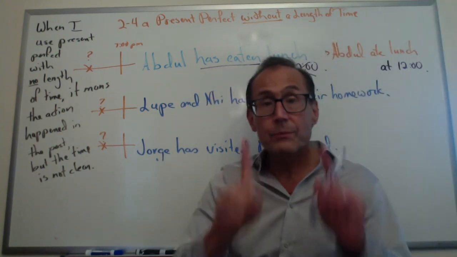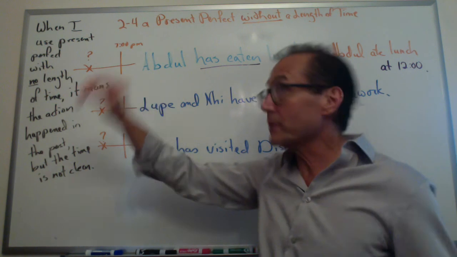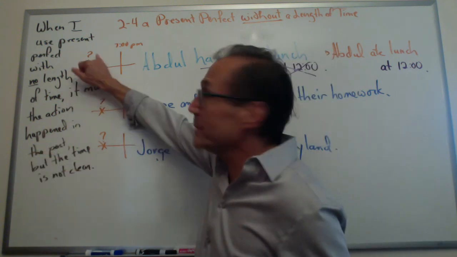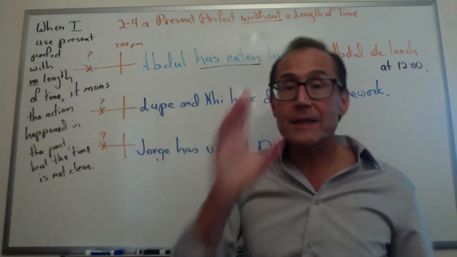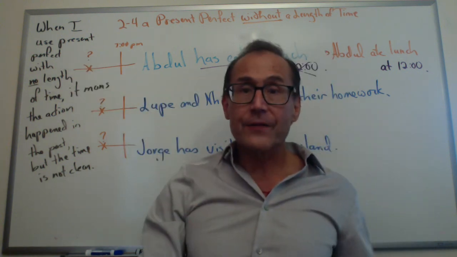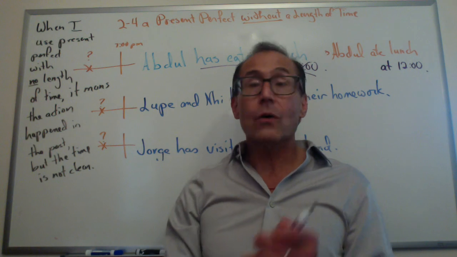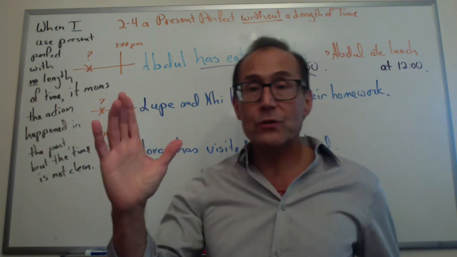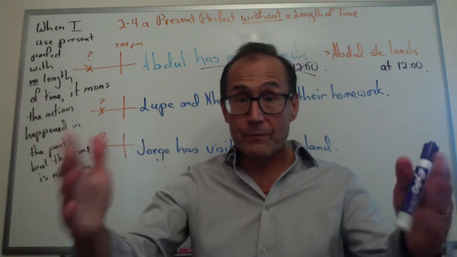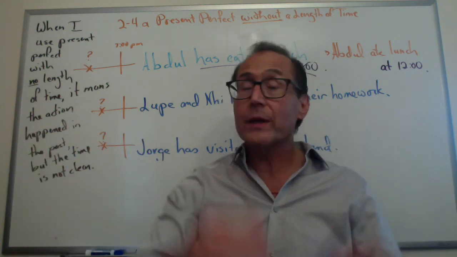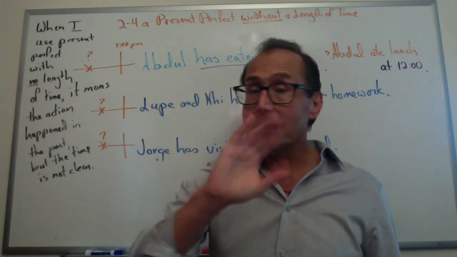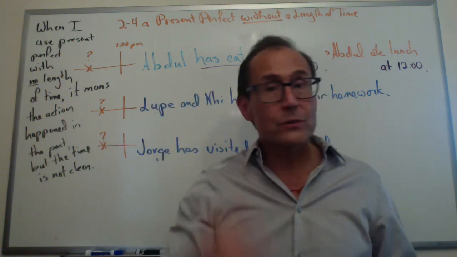Remember, the meaning of present perfect without a length of time is it happened in the past, but the time is not clear. If I say the time at all, if I say at 12 o'clock, or last January, or even when he was in high school, which is not a very exact time, then I can't use the present perfect.